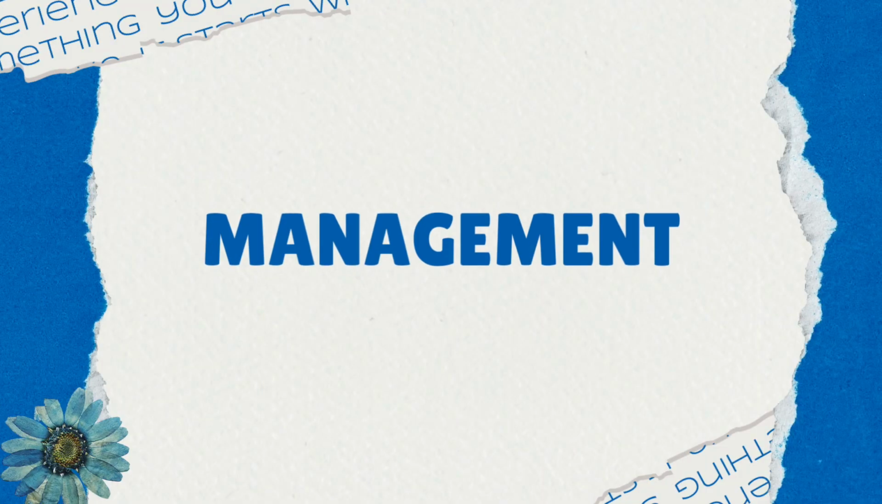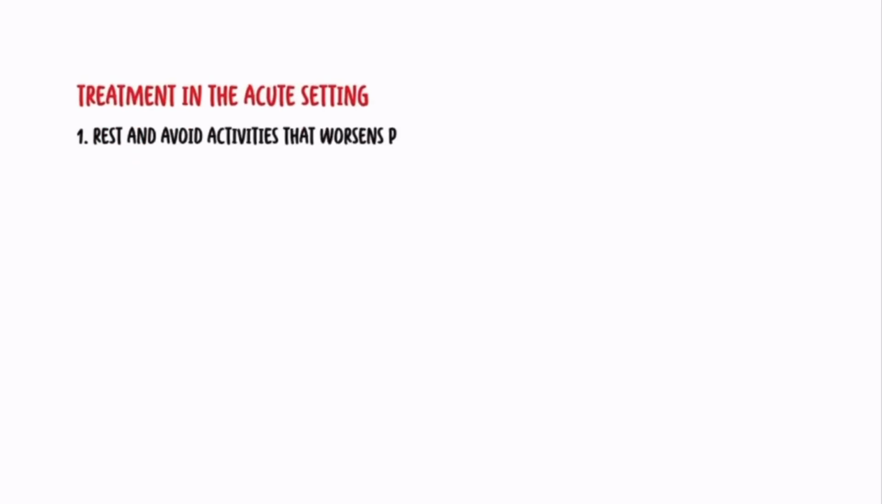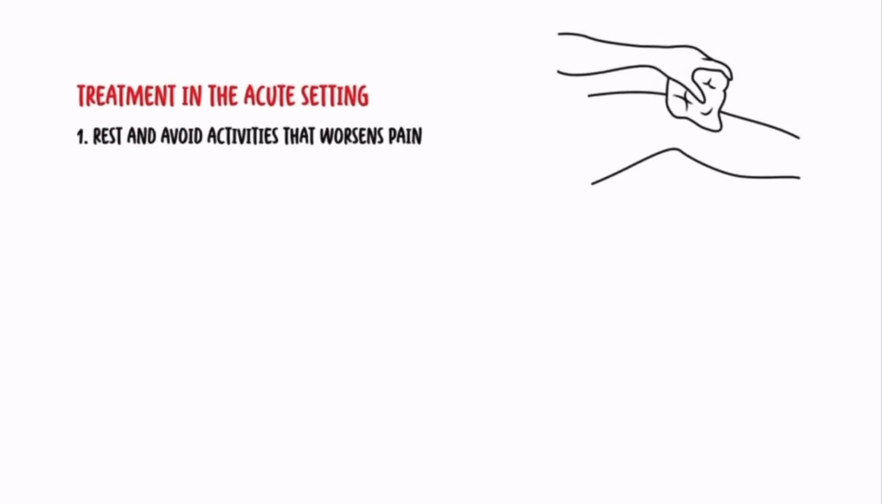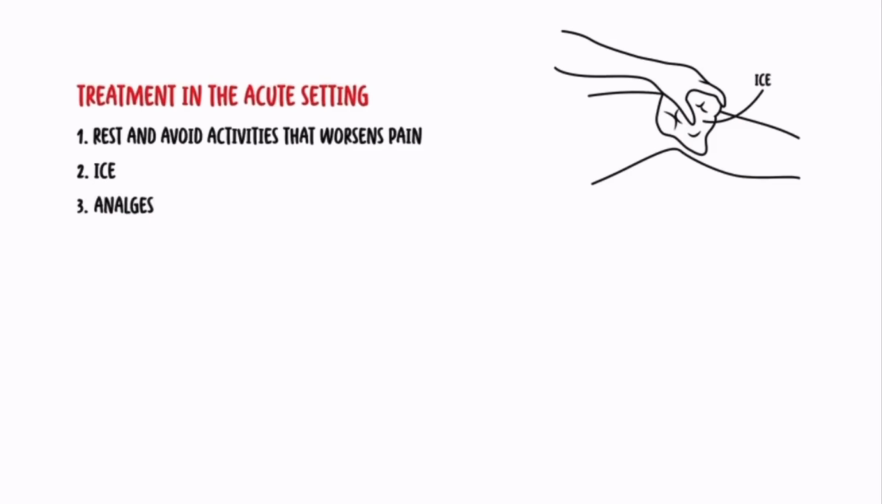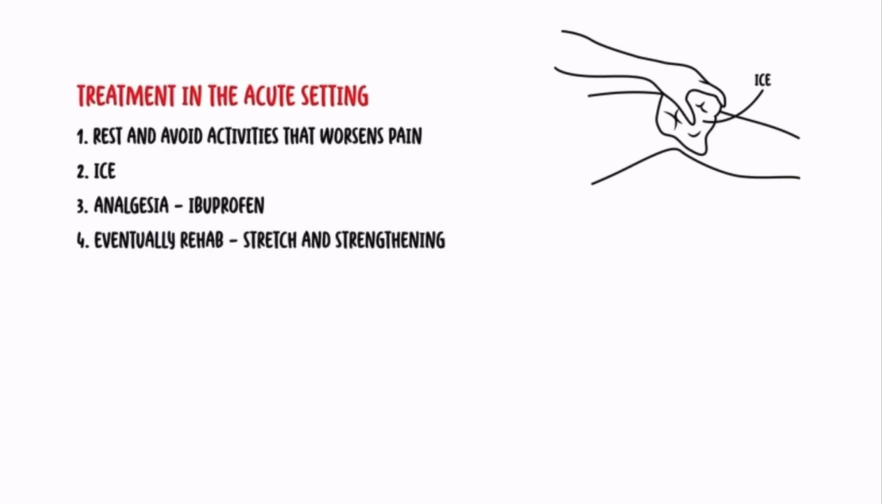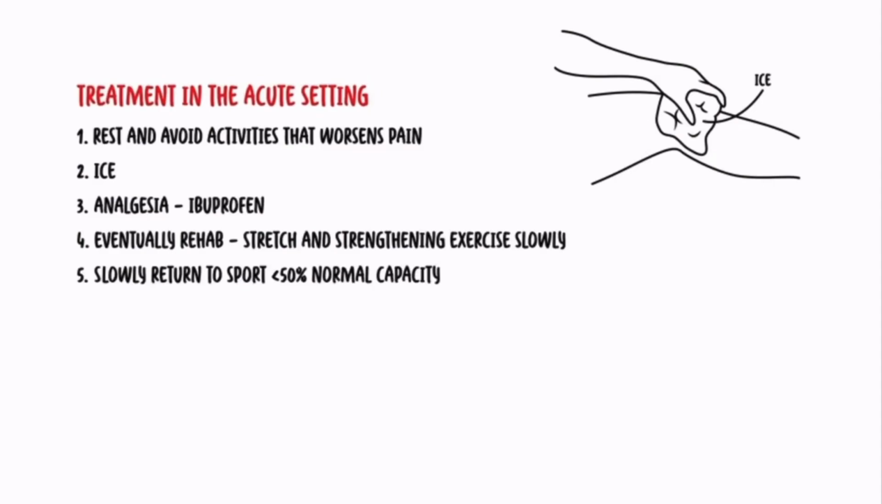Management of iliotibial band syndrome. Treatment of iliotibial band syndrome in the acute setting is rest and avoid activities that worsens the pain, using ice, analgesia such as ibuprofen, and then eventually gradually rehabilitation with stretches and strengthening exercises. People should also slowly return to their sports or regular activities less than 50% of normal capacity.